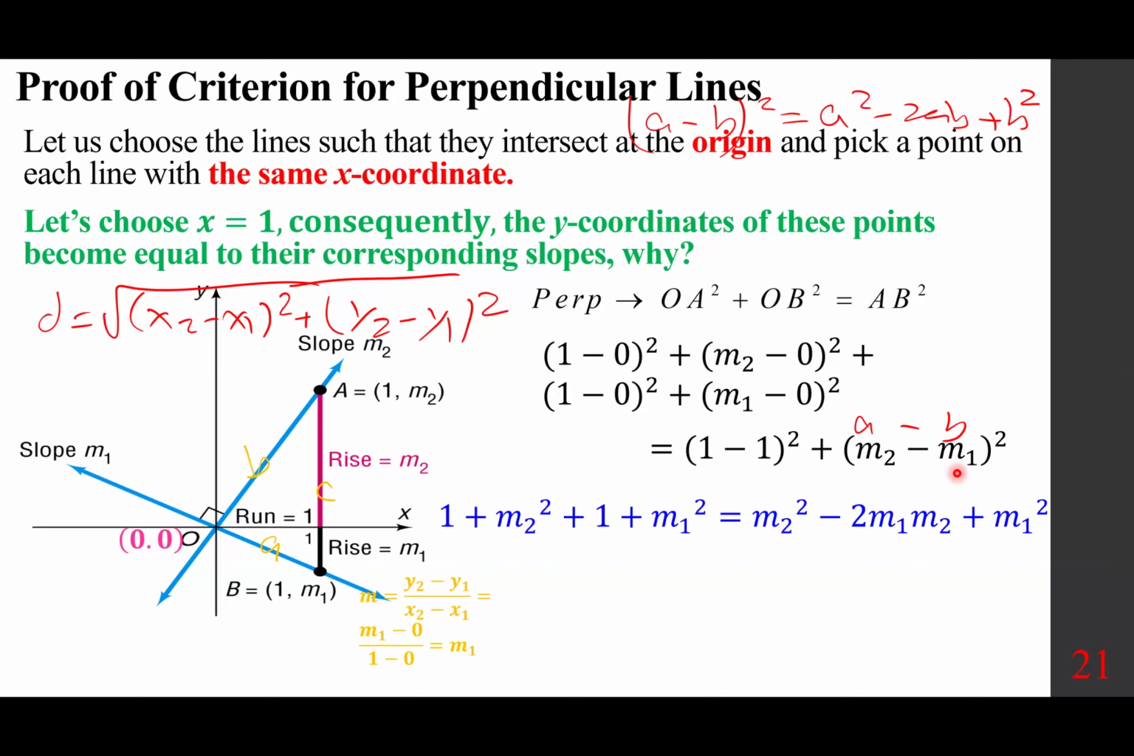So what happens now? Let's see. I see m2 squared on the left. I see m2 squared on the right. I see m1 squared on the left. I see m1 squared on the right. And then these two numbers add up to 2 on the left, and the right side is minus 2 m1 m2. Therefore, m sub 2 is minus 1 over m sub 1. Pretty straightforward. So we just proved that.